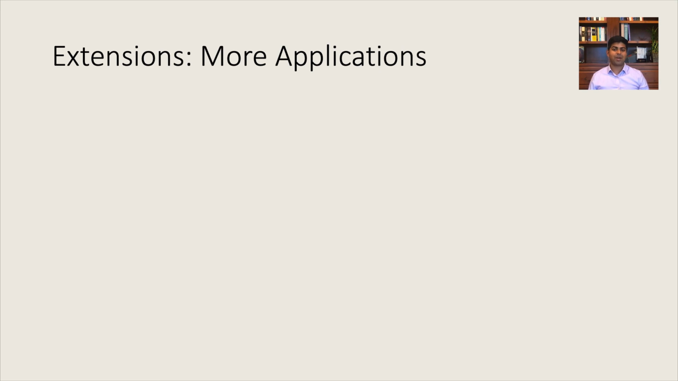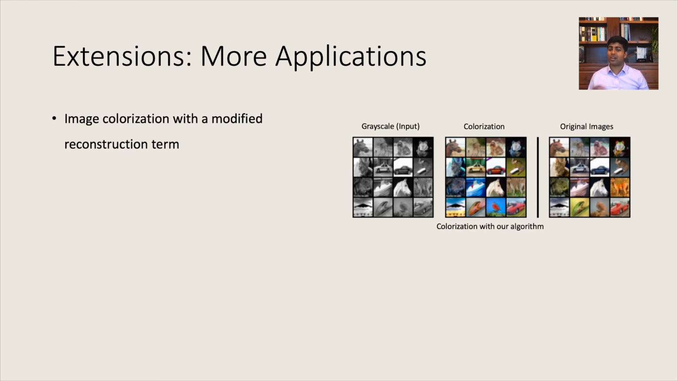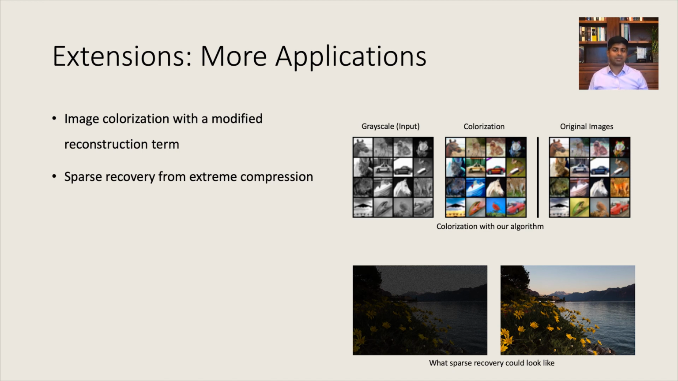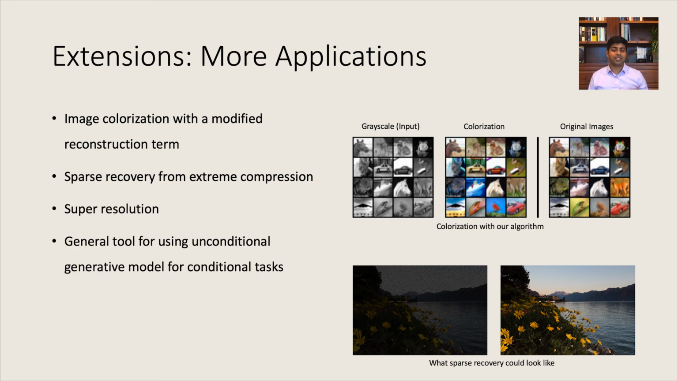Furthermore, our approach can be modified to tackle many different kinds of constrained optimization problems. This is done by modifying the reconstruction objective and doesn't even require any new training of the model. For example, in our first paper, we already demonstrated that our algorithm can be adapted for the image colorization task. This is seen here with these example images. We also believe that we can solve other useful problems like sparse recovery of extremely compressed images or image super resolution. A different reconstruction objective would require a different annealing schedule, so we hope that our theory and our method would allow a general tool for using these generative models for conditional tasks.